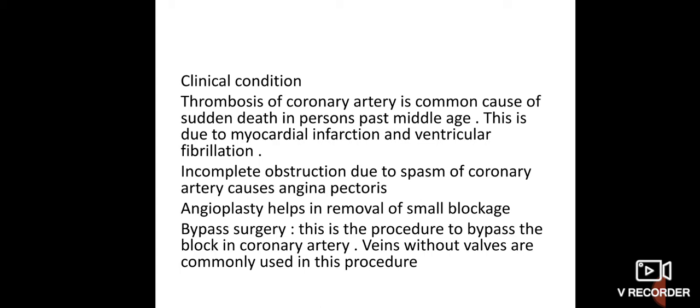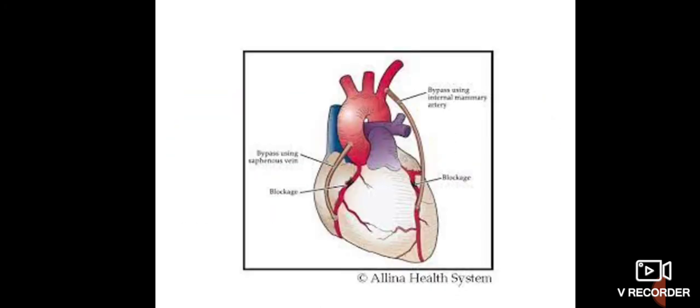Angioplasty helps in removal of small blockages. Angioplasty is a ballooning procedure which is used for removing the plaques, removing the blocks of the coronary arteries. If the number of blocks is more, then we have to adopt bypass surgery. This is a procedure to bypass the block in the coronary artery. Veins without valves as well as some selected arteries can be used for grafting the bypass.